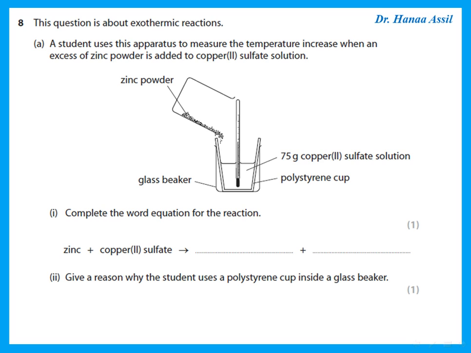Okay, this question is about exothermic reactions. A student uses this apparatus to measure the temperature increase when an excess of zinc powder is added to copper sulfate solution. Complete the word equation. So if we react zinc with copper sulfate, what do you get? Remember that zinc is a more reactive metal than copper. It will displace it, and it will give zinc sulfate plus copper.